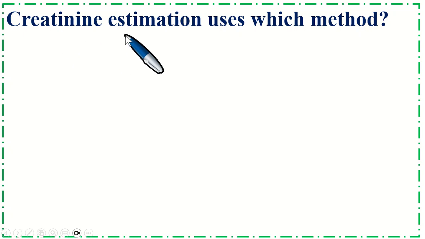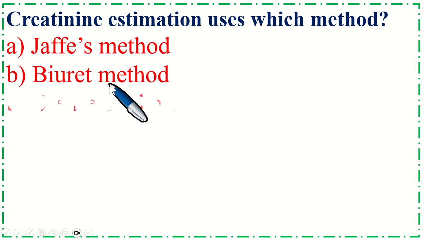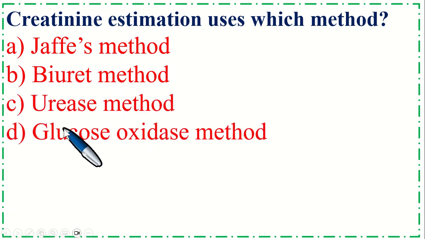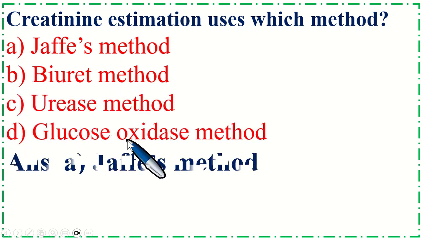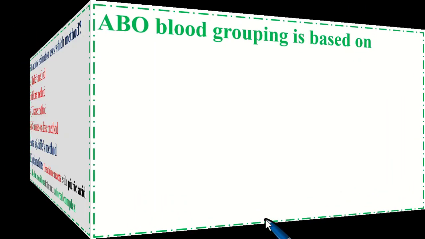Creatinine estimation uses which method? Option A, Jaffe's method; B, Biuret method; C, urease method; and option D, glucose oxidase method. So the correct option is A, Jaffe's method. Explanation: creatinine reacts with picric acid in alkaline conditions to form a colored complex.